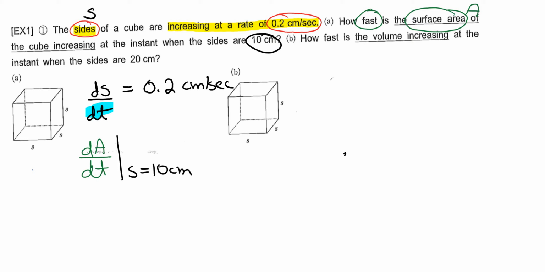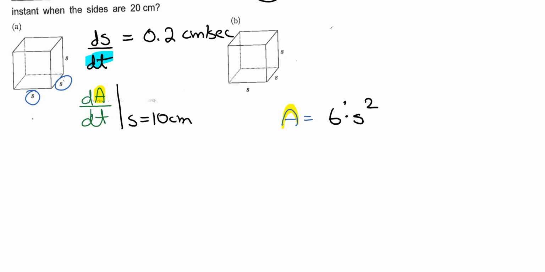Since I'm trying to find dA over dt, I need to start off by finding the area of this cube. The area of a cube is length times width, so s times s is s squared, and a cube has 6 sides: the top, the bottom, the front, the back, and the two sides. So the area of a cube is 6 times s squared.